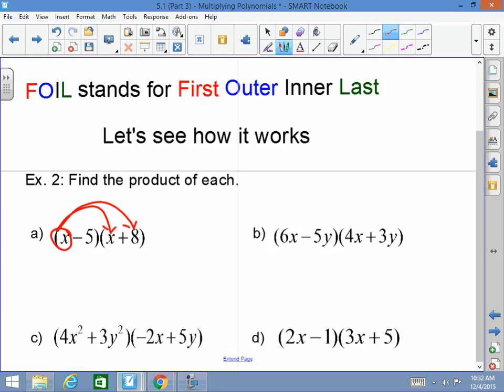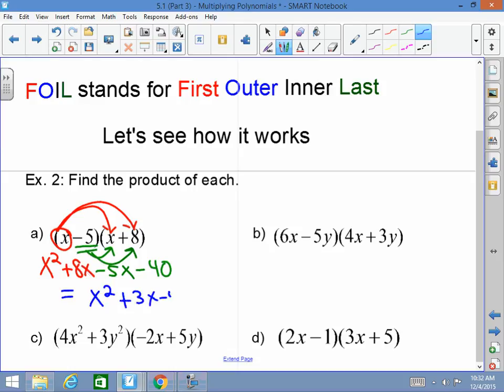So x times x is x squared. X times 8 is 8x. Next, I'm going to take this inside value, this is the inner value, and I'm going to multiply it to everything inside of the second polynomial. So negative 5 times x is negative 5x, and negative 5 times 8 is negative 40. And now you literally add like terms. So this would equal x squared plus 3x minus 40.